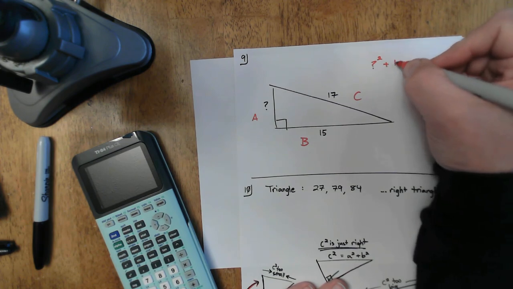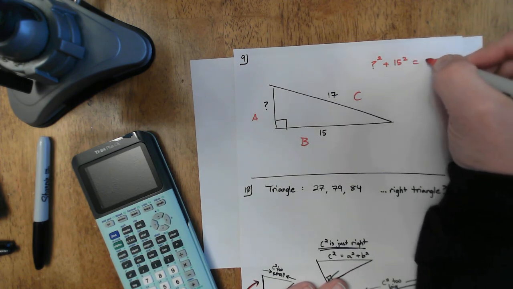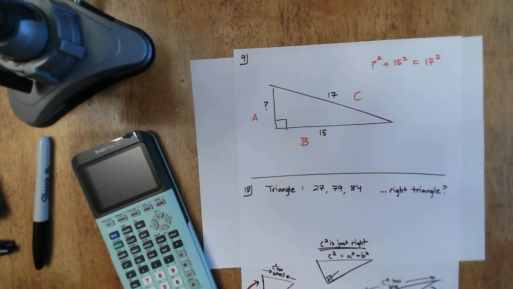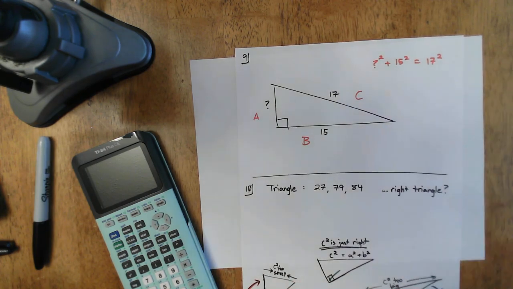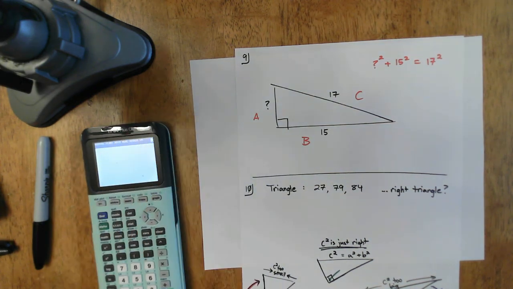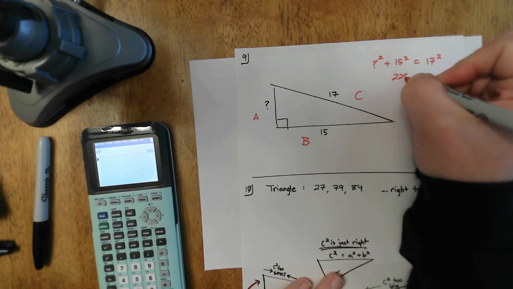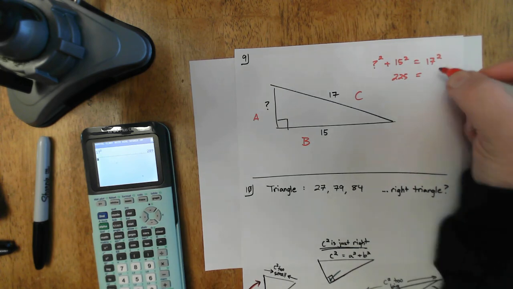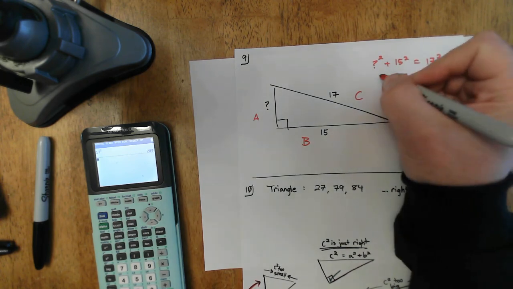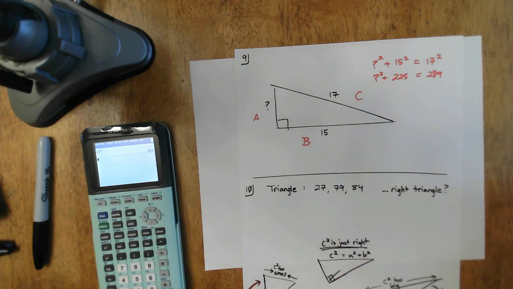All right? So question mark squared plus 15 squared equals 17 squared. It's a right triangle, so I know it's not close. It's exact. It's going to be exactly 17 squared. All right? So now, since we're dealing with big numbers, I'll go ahead and turn on the calculator. All right? And I'm just going to figure out what these numbers are. So 15 squared is 225. 17 squared is 289. And then question mark squared is what we have.